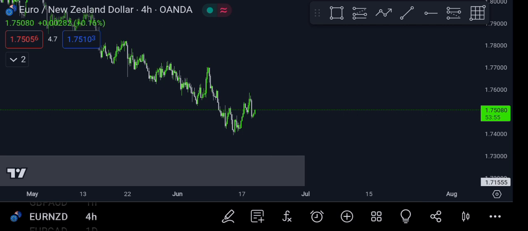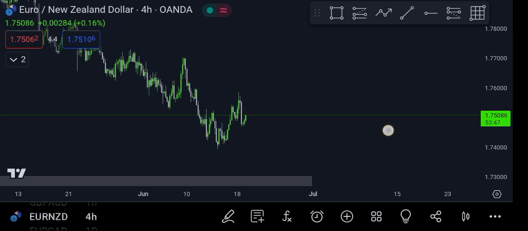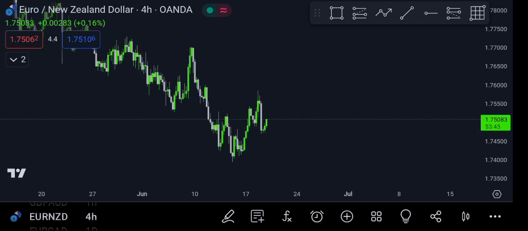I hope some of you are taking some notes for this valuable information that I'm giving you. So looking at the 4 hour time frame, guys.